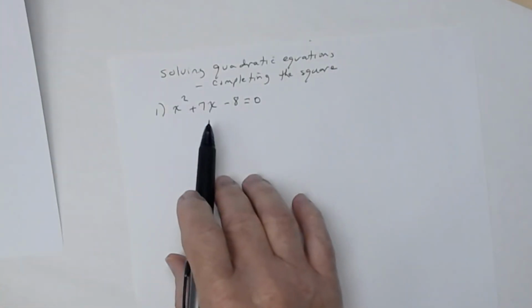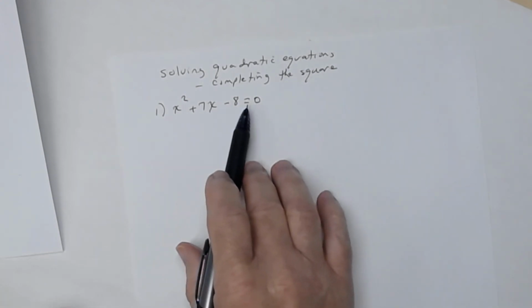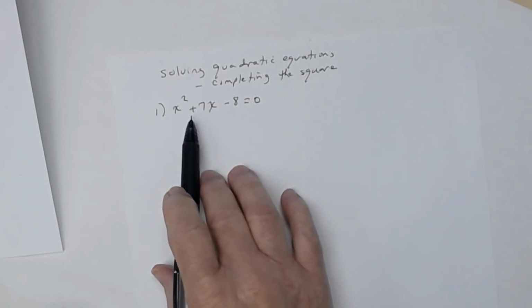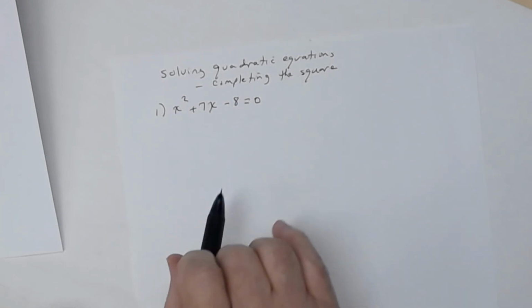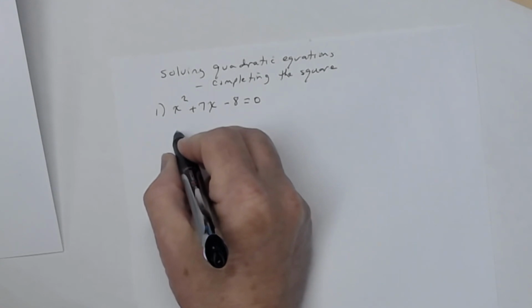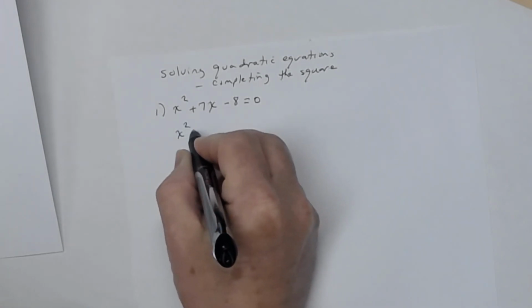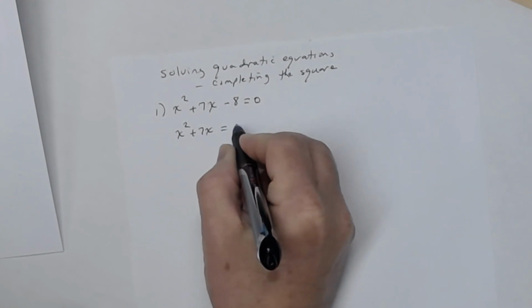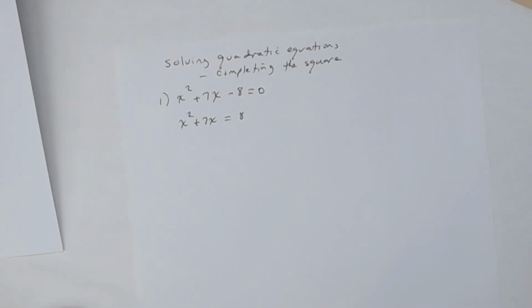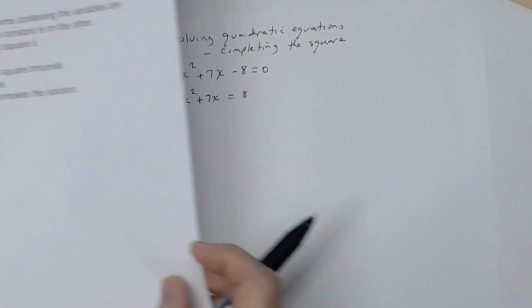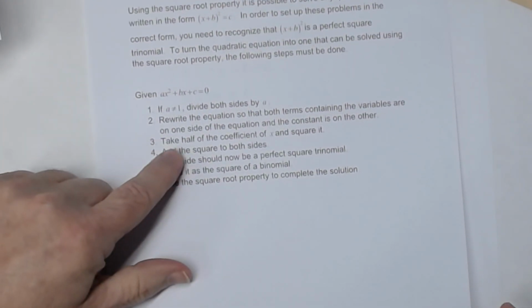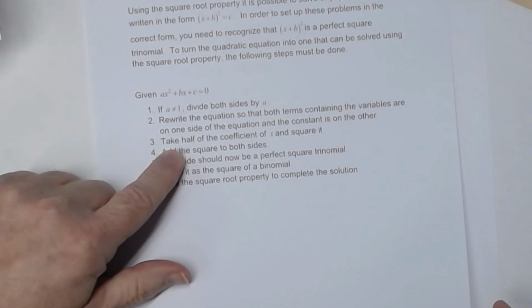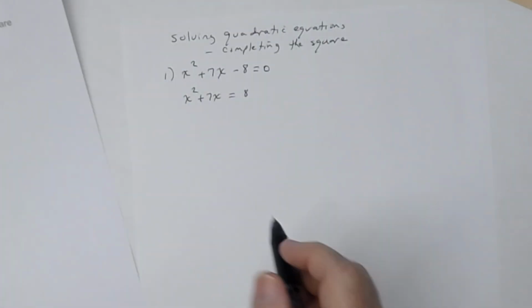So if I look at number 1, notice all the terms on the left-hand side, ax squared plus bx plus c. What we want to do is bring this constant term to the other side. So this step will be x squared plus 7x is equal to 8. All right, so that's step number 2 that you see here. Step number 3, and it's always going to be like this: you're going to take half of the coefficient of x, and then you're going to square it.